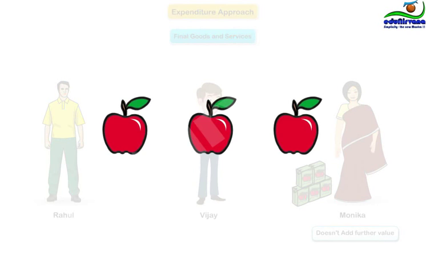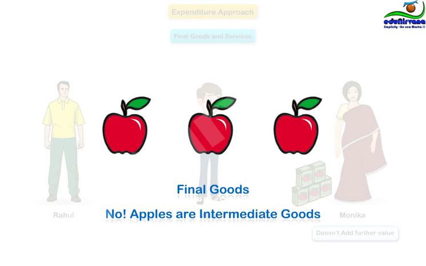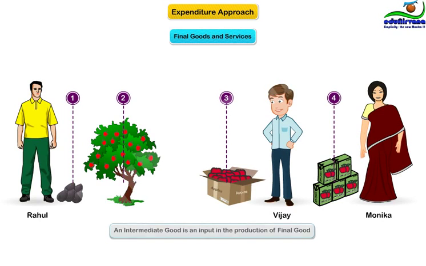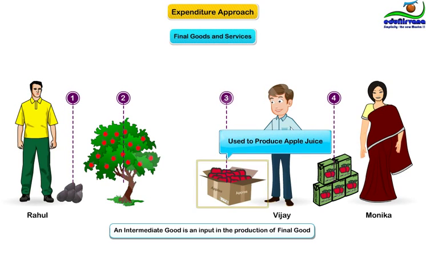So then, what are the apples? Aren't they a final good too? No. In this imaginary economy, the apples are an intermediate good because they were not consumed directly by consumers like Monica. An intermediate good is an input in the production of a final good. In other words, the apples were used to produce apple juice, the final good.